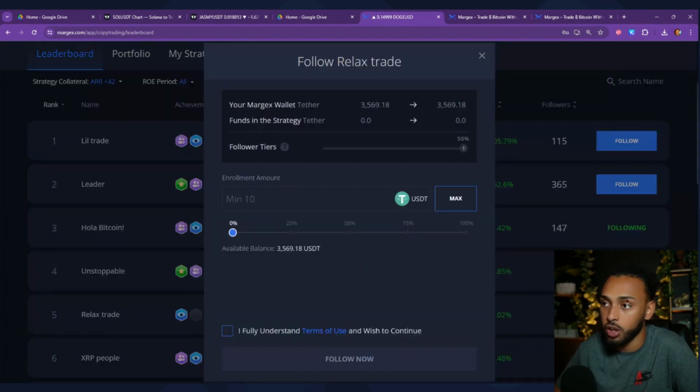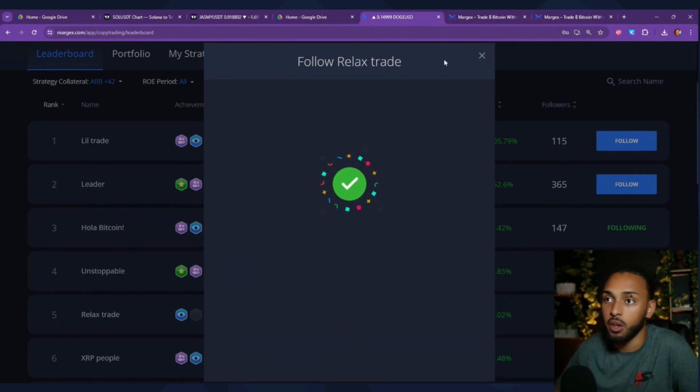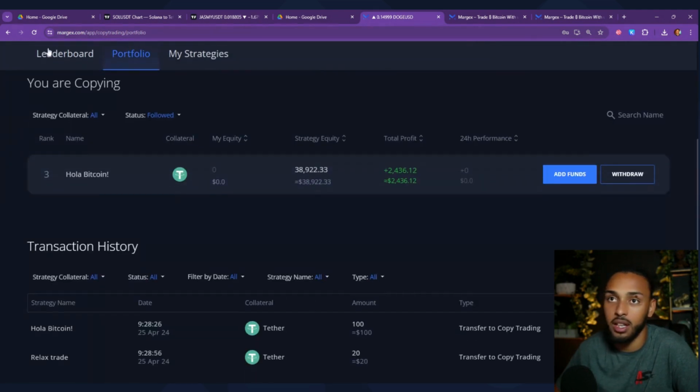Now, it's also really cool because what I can do is, if I want to go in and do relax trade as well, let's go ahead and follow this guy and put in, say, 20 bucks. Boom. What you can then do is give this a second, and now you can actually go in and track it. Give it one sec. Here we go.